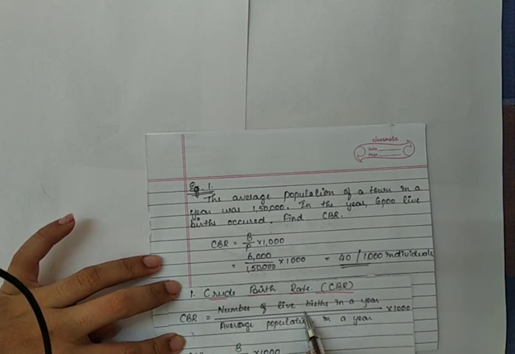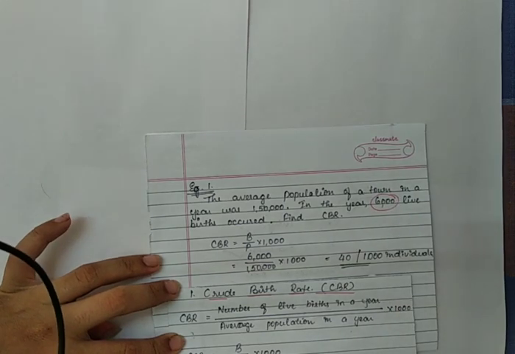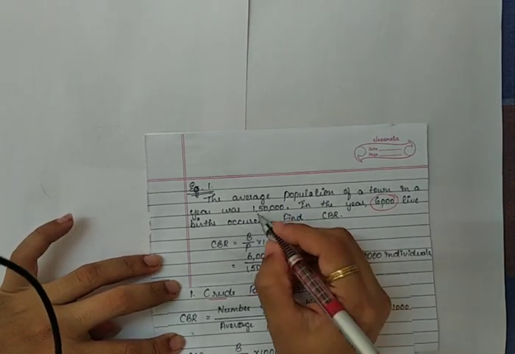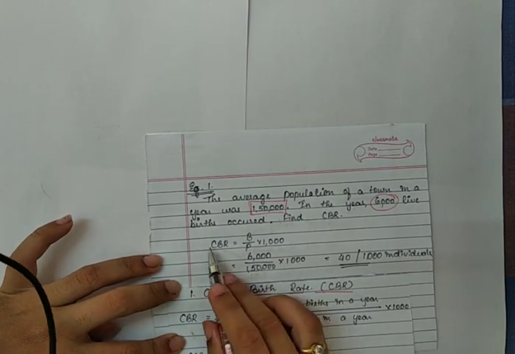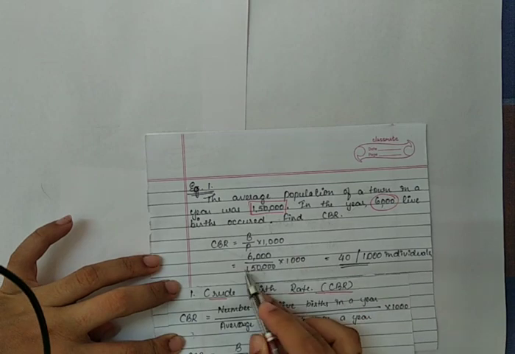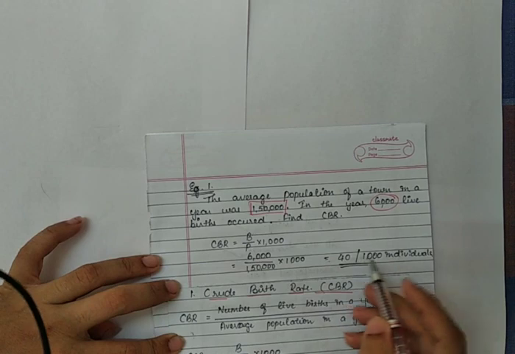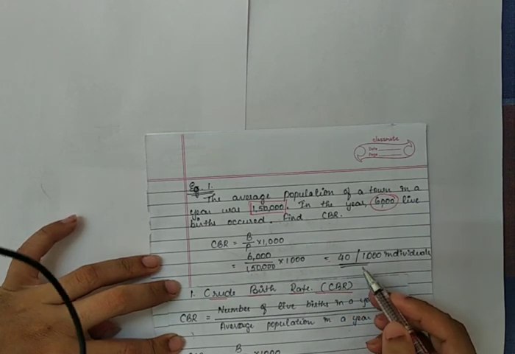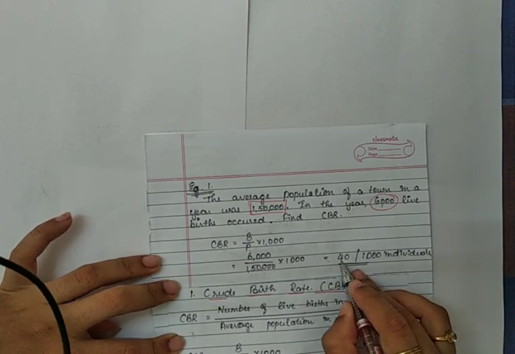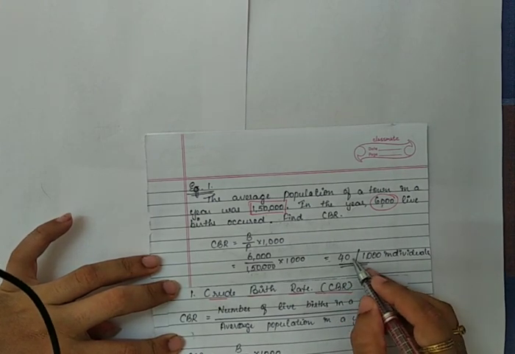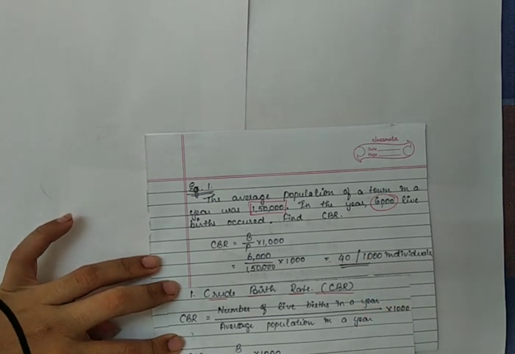First, what do we require? Number of live births. It's given here, live births. And next one is average population. Average population in that particular year is 1,50,000 multiplied by 1000. So CBR is equal to B by P into 1000. That is 6,000 divided by 1,50,000 into 1000. That is, the answer will be 40. So this 40 is referred to as 40 childbirths for every 1000 individuals.